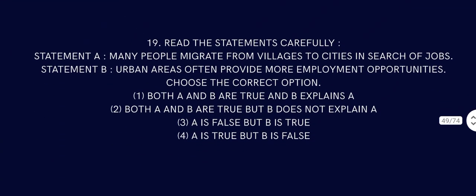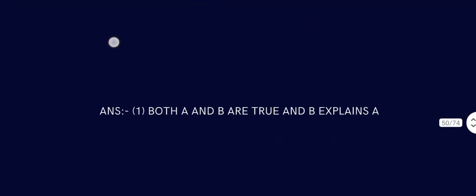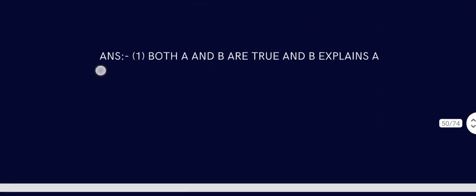Question number 19. Read the statements carefully. Statement A: Many people migrate from villages to the cities in search of jobs. That is correct. Statement B: Urban areas often provide more employment opportunities. That is also correct. So both A and B are true, and B explains A.